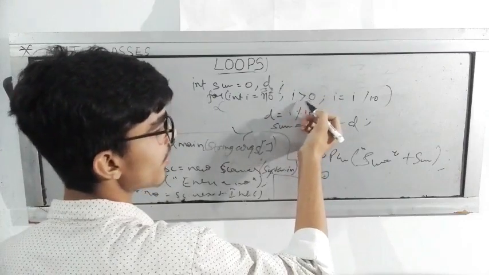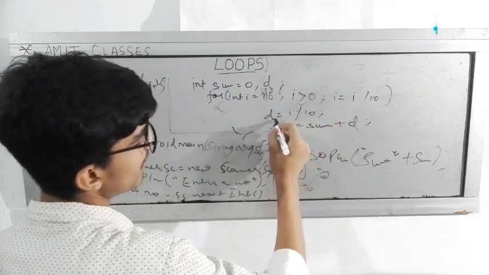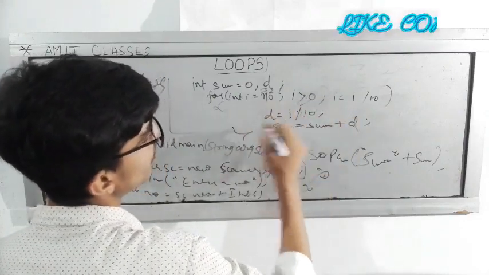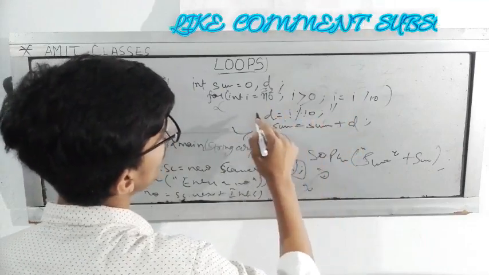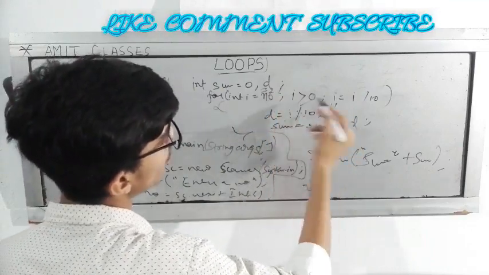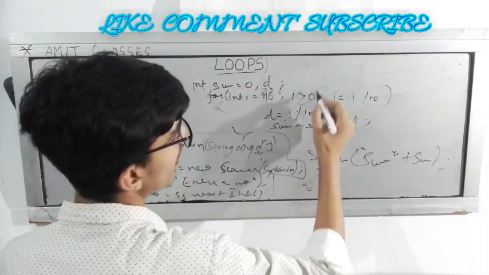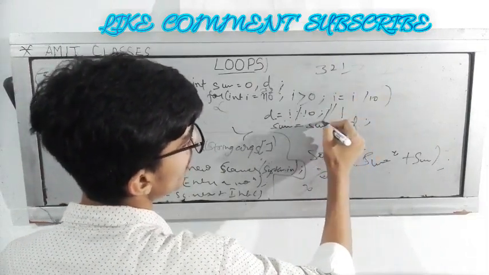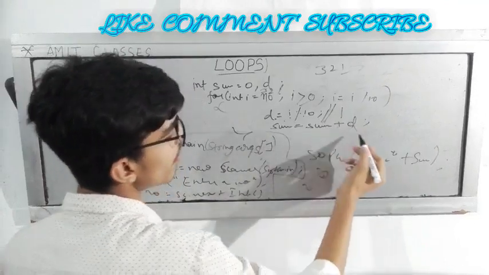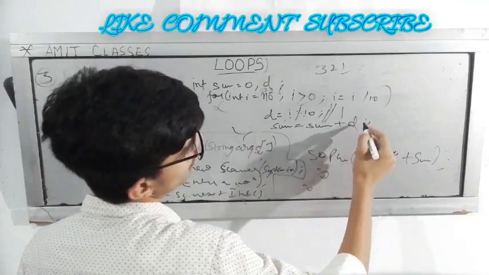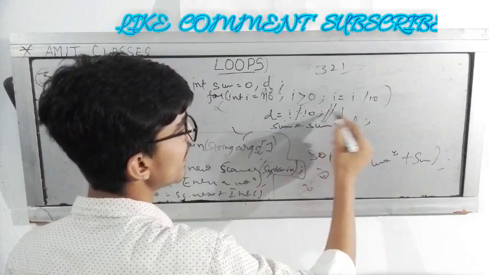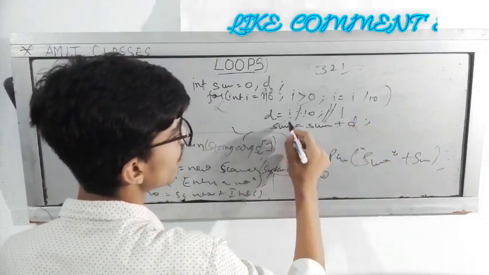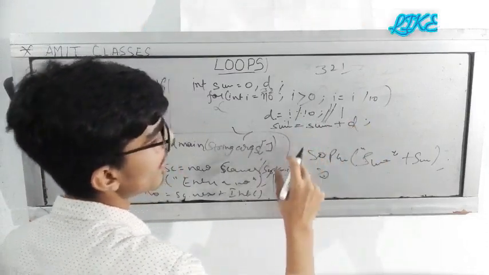I would be greater than 0. Yes, true. Now here d is equal to i mod 10. Means what? d is equal to 3 2 1 mod 10. Mod 10 we know is for finding the last number. So here it will come 1, and sum is equal to sum plus d. Now d is 1, so sum will be 1.